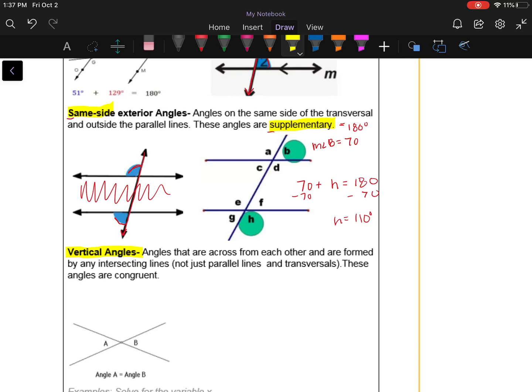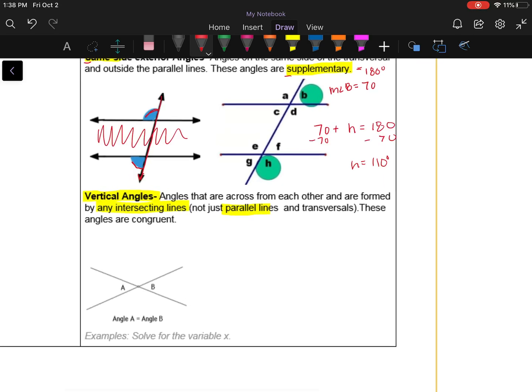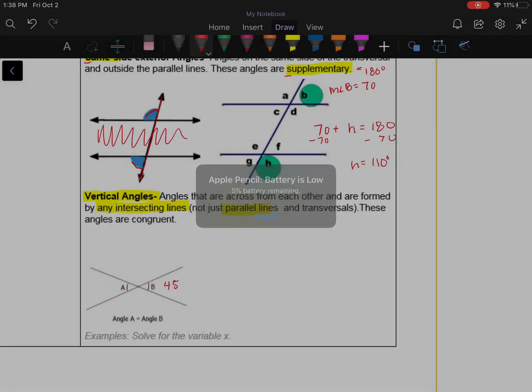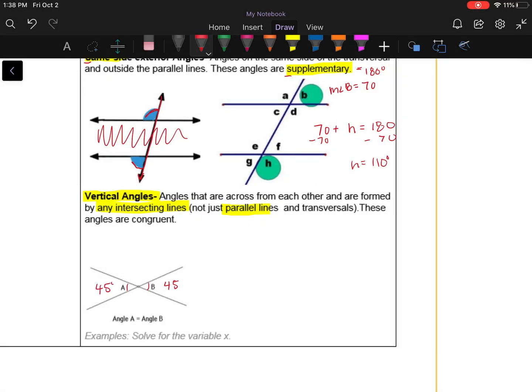Now, because it's not just parallel lines, it's any intersecting lines. And this is probably one of the tougher ones, but it's really easy to identify. Angles that are opposite each other, so measure angle A and angle B, are right across from each other. They share a vertex. These guys are congruent. So if I said the measure of angle B is 45 degrees, and the measure of angle A is also 45 degrees.